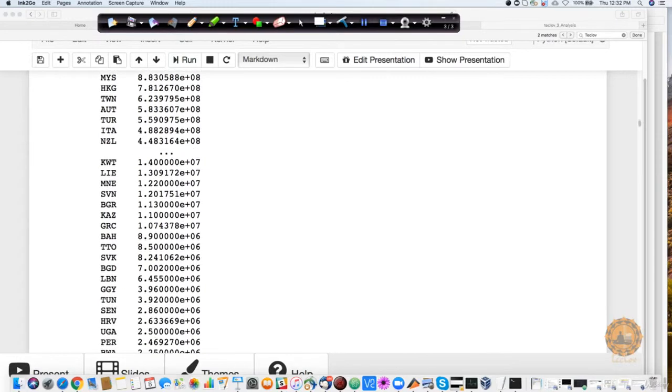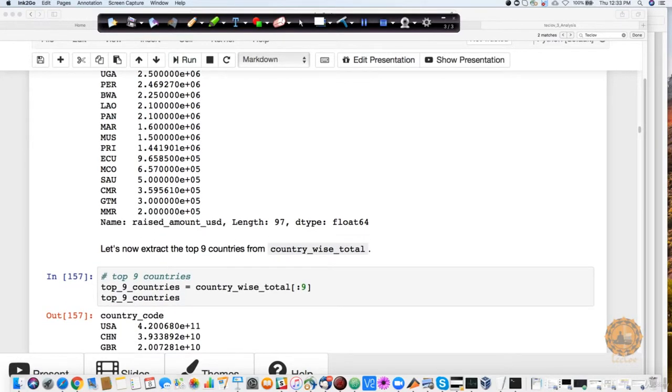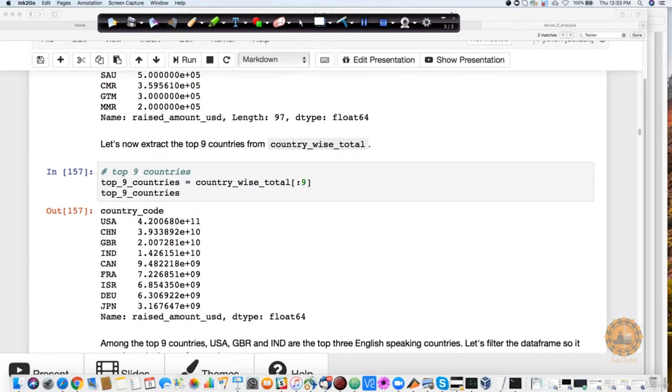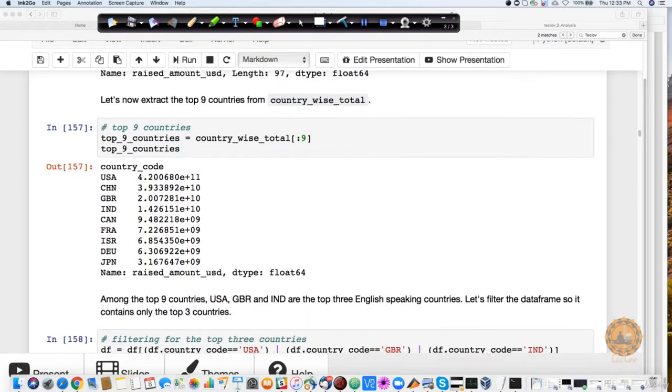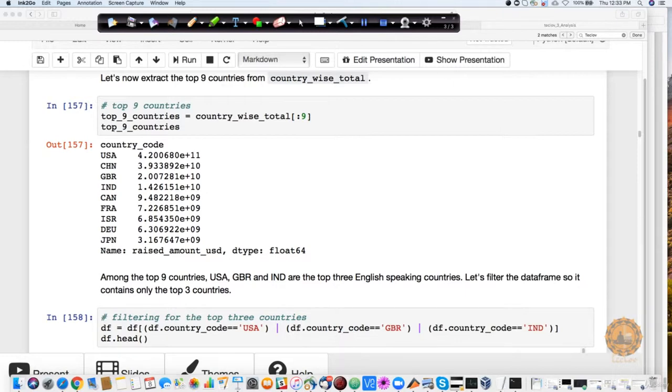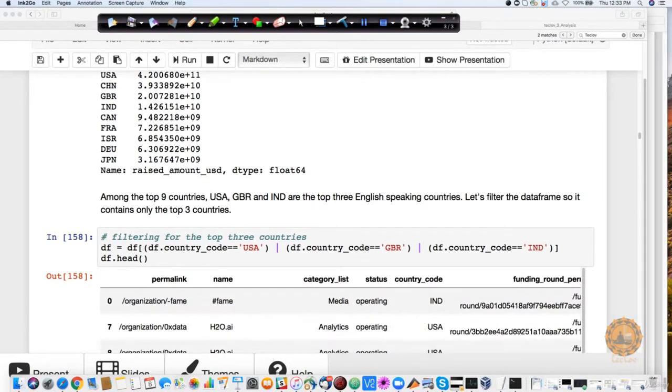Now this is interesting. We got almost our point. Now we can extract the top nine countries. Because it was in sorted order, we can just take the top nine rows from it, and we can see that we got USA, China, GBR, India, Canada, France, and so on. So these are the countries we got. But we are interested in only the top three English speaking countries. We are not at all interested in any other type of countries.